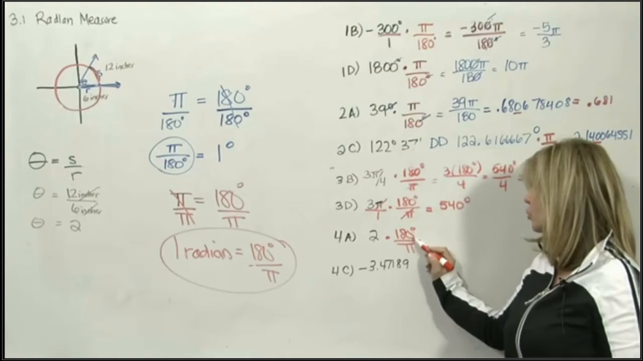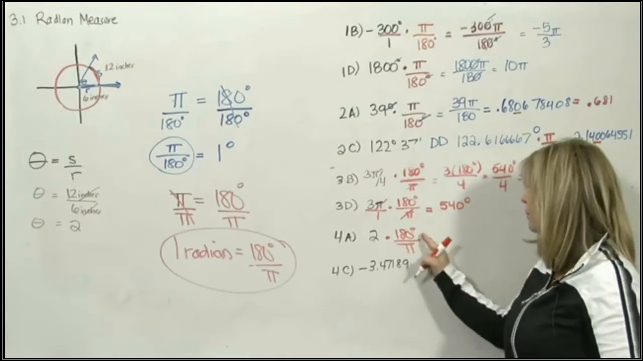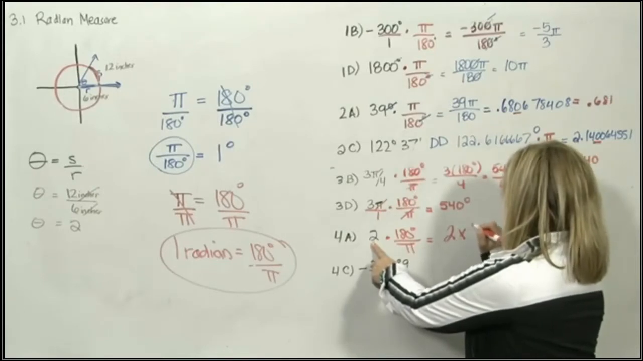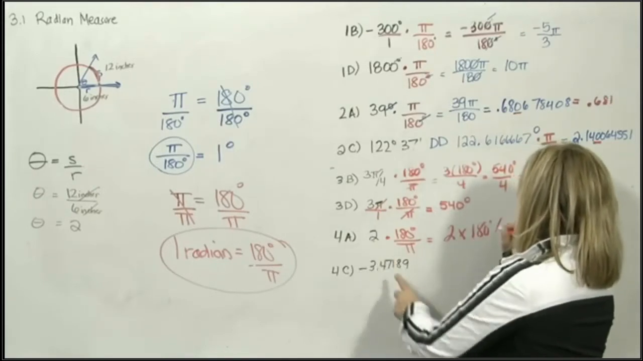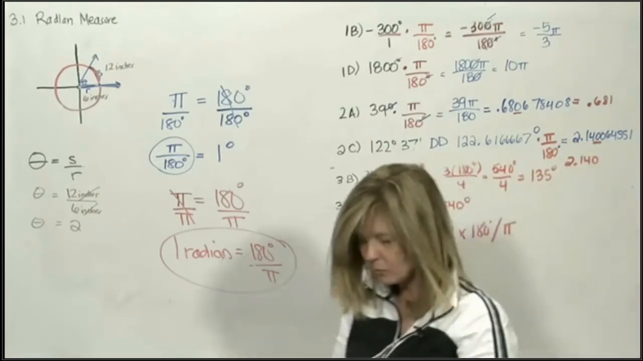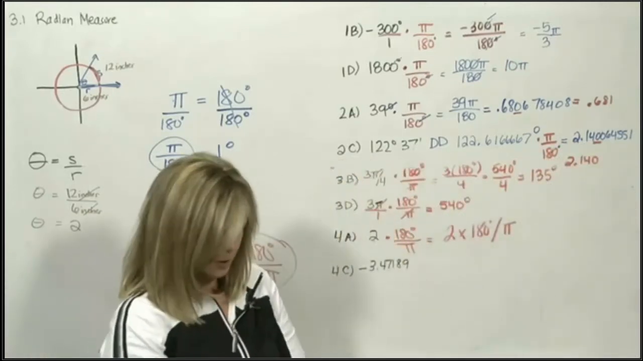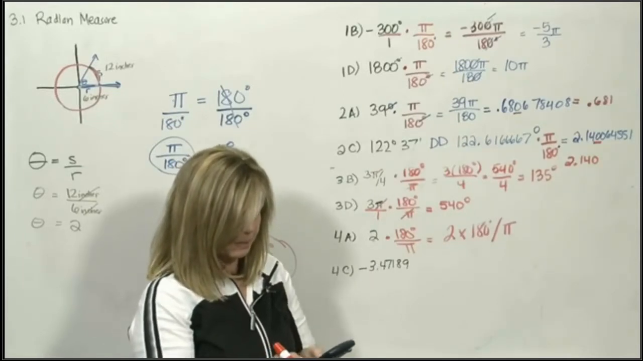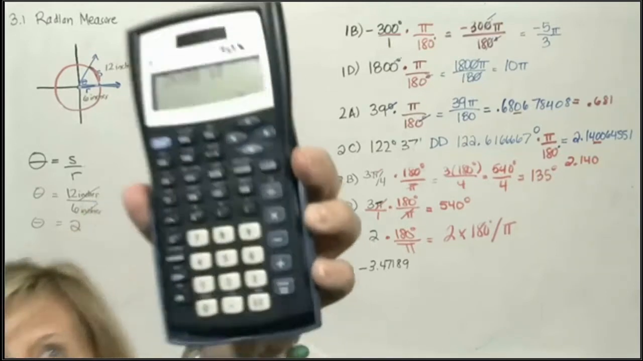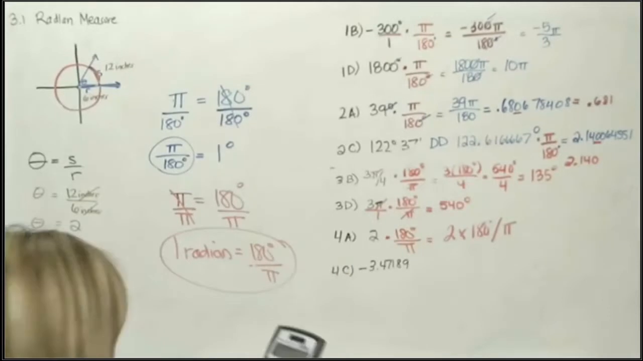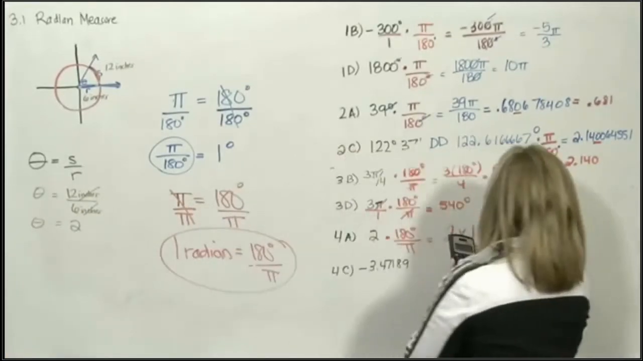So I do my conversion, 180 over pi. I have to just type in the calculator exactly what this says. This says 2 times 180 degrees divided by pi. That's exactly what I'm going to type in the calculator. So let's do that. 2 times 180 divided by the symbol pi. That's what you should be typing in. See it? Good. Hit equals, and it gives you out a decimal.